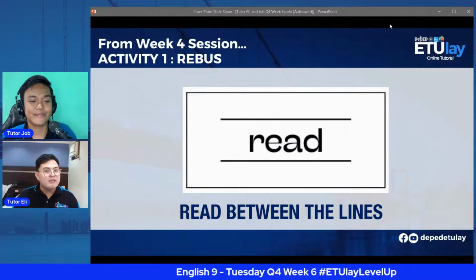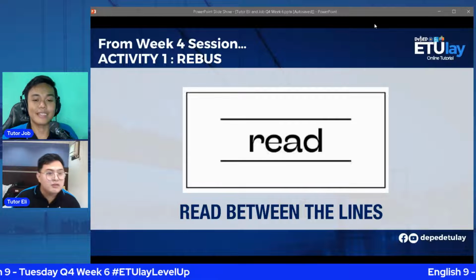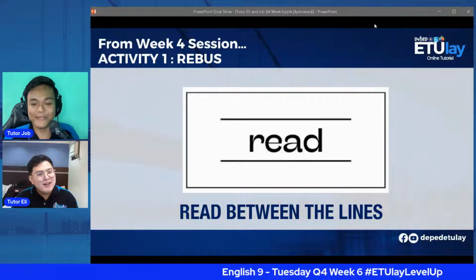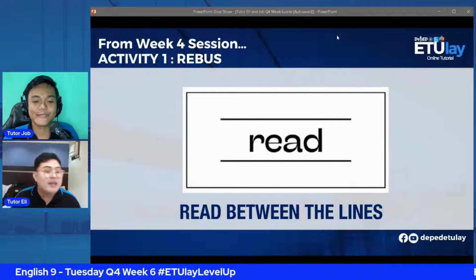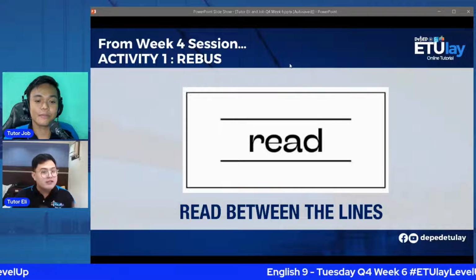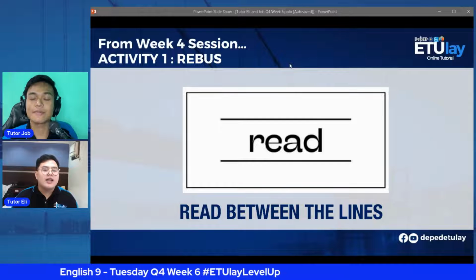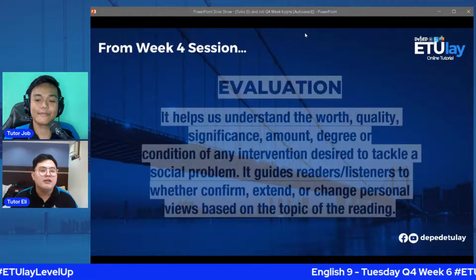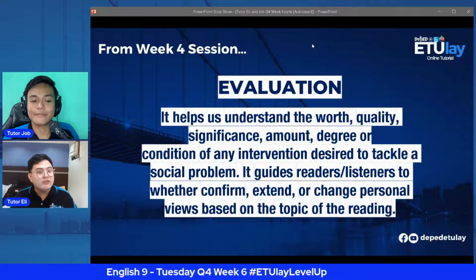Right? So from last week, Tutor Joe, we had this Rebus activity in which there are some illustrations and they have to read between the lines. They have to guess the meaning of the illustrations. This is an example of an illustration with the word read, and there are two lines above and under, and this is basically read between the lines. When we say read between the lines, it's basically a definition of evaluation.